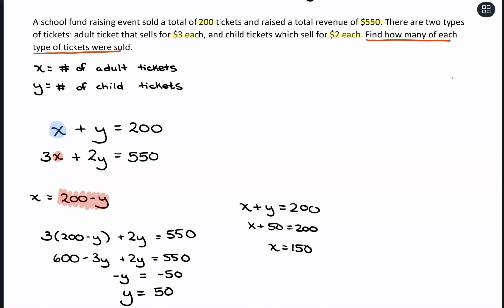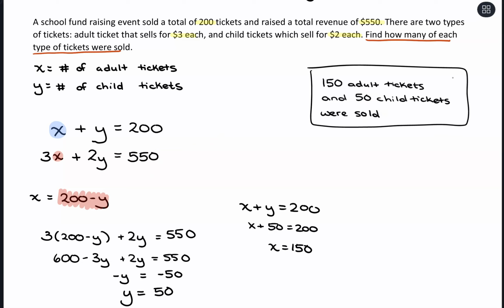So to answer the question, find how many of each type of ticket were sold, we have 150 adult tickets and 50 child tickets were sold. And just checking our answers, they add together to 200, so that's perfect. 3 times 150 would be 450, plus 100 would be 550. We're all good, and that would be our final answer.